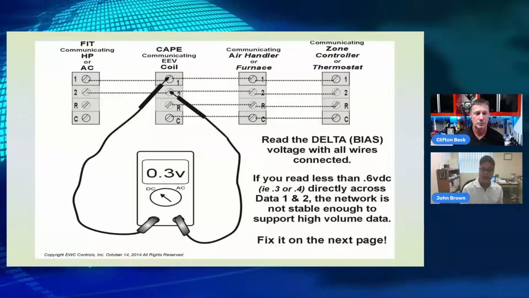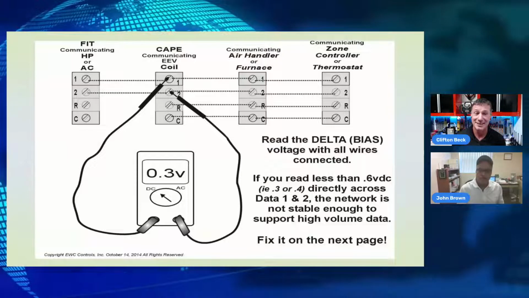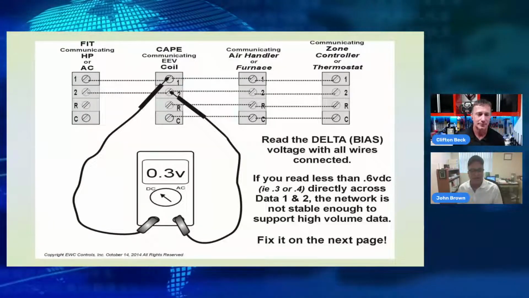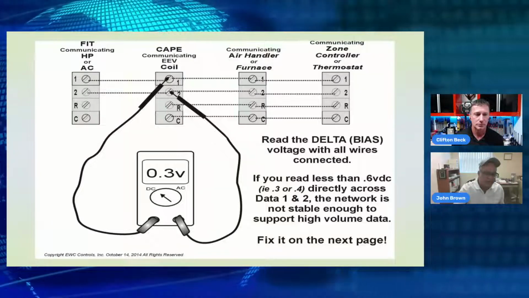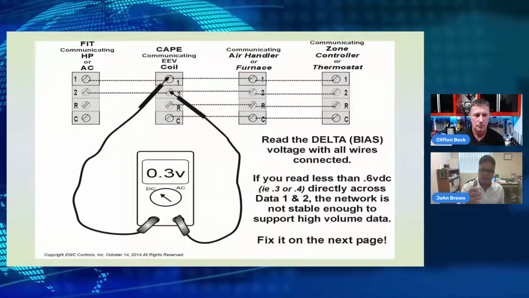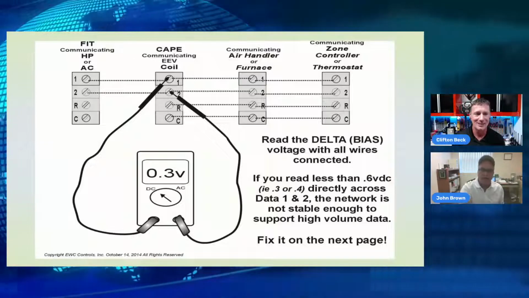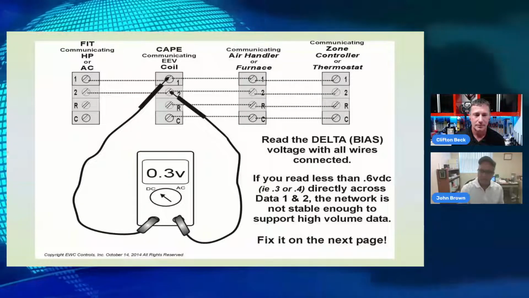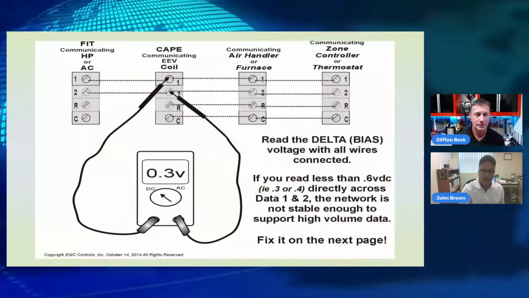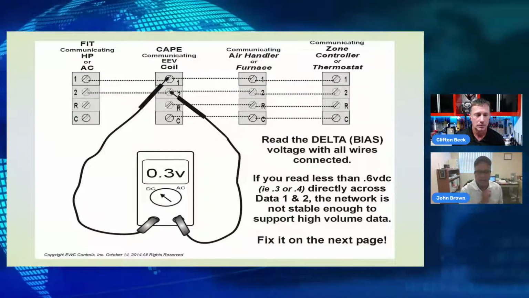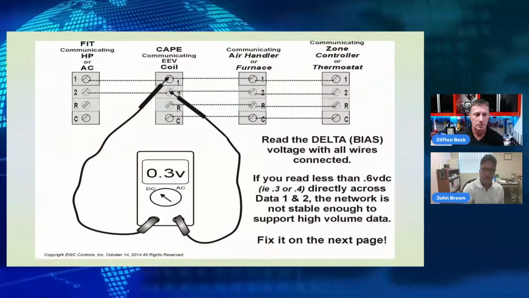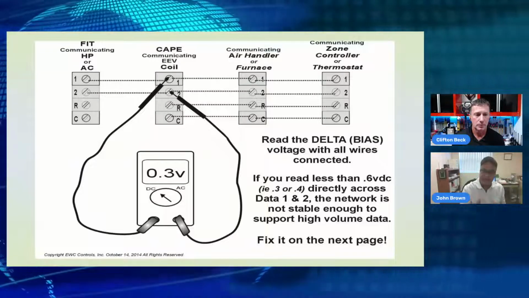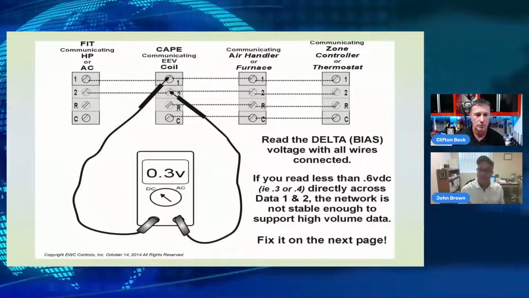Now, this is the shortcut. This is the thing everyone needs to know. Read straight across the 1 and the 2. Notice there are 4 places that you can measure, gentlemen and ladies. I should measure if my network is not stable. I can go to any 1 and 2 on any circuit board. When it is stable, it'll read 0.6. In this case, it'll read 0.3, so our network is not stable.